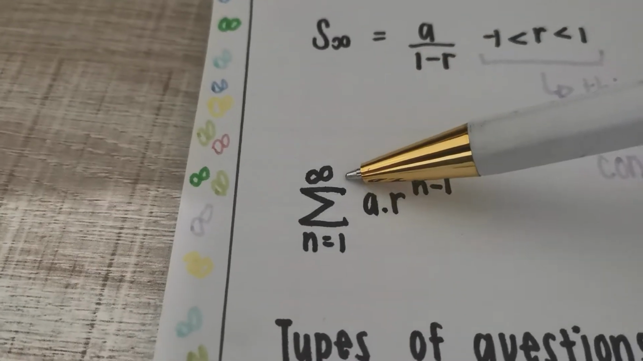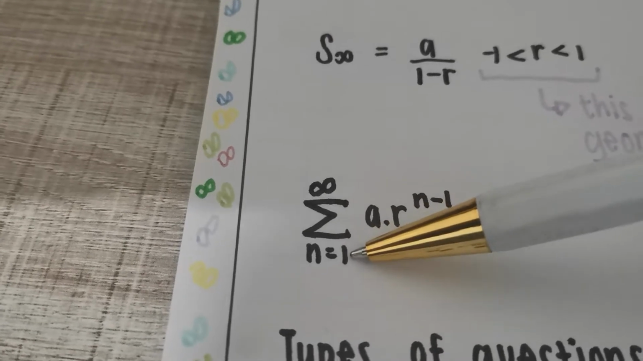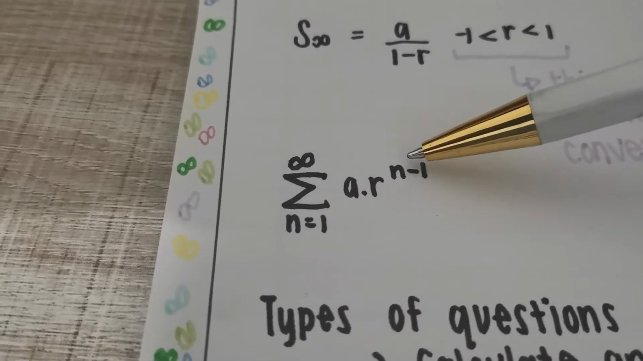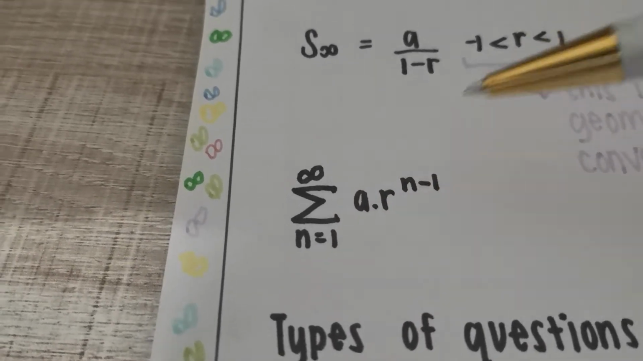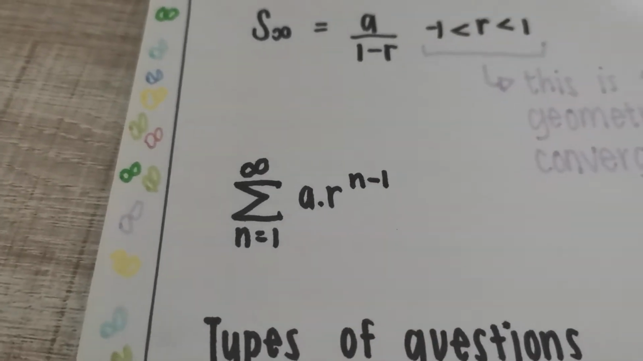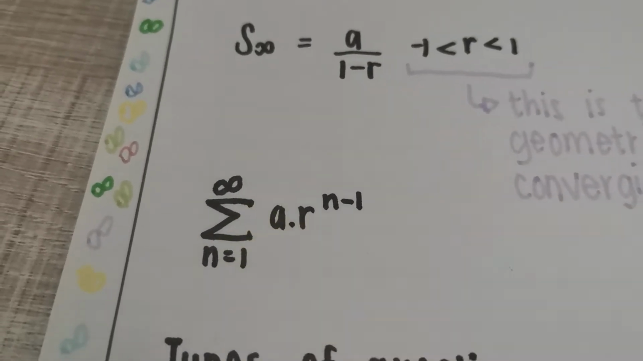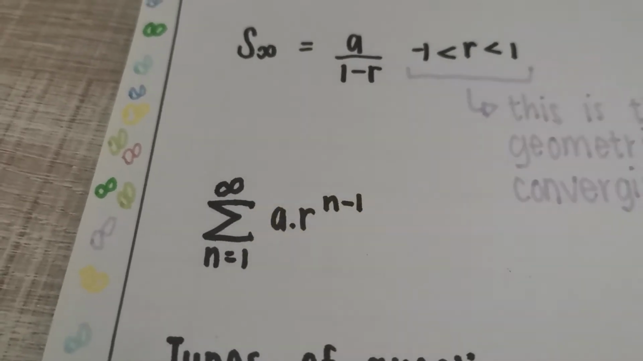Okay, remember this is our upper limit, this is the bottom limit or lower limit, and you'd be substituting from 1 into the place of n, continuing until you get however many terms. But in this case over here, it's given us the symbol infinity.